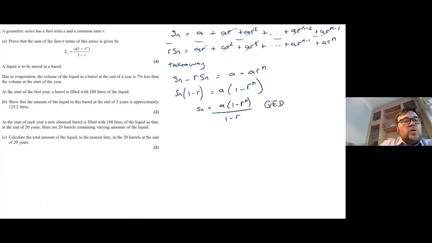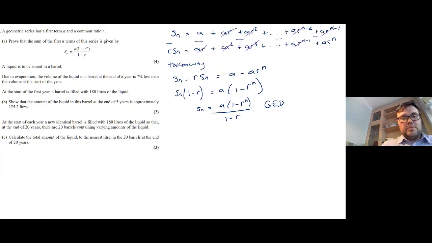A liquid is stored in a barrel. Due to evaporation, the volume of the liquid in the barrel at the end of the year is 7% less than the volume at the start of the year. At the start of the year, a barrel is filled with 180 liters of liquid. Show that the amount of liquid in the barrel at the end of 5 years is approximately 125.2.